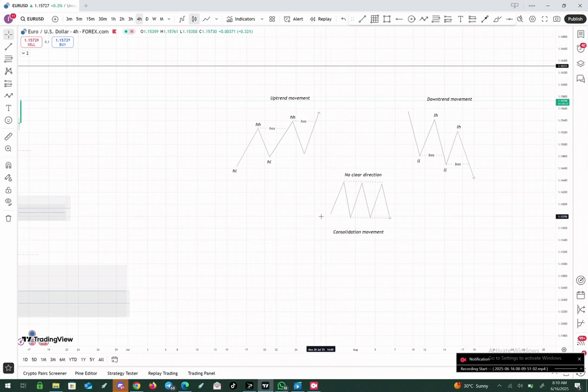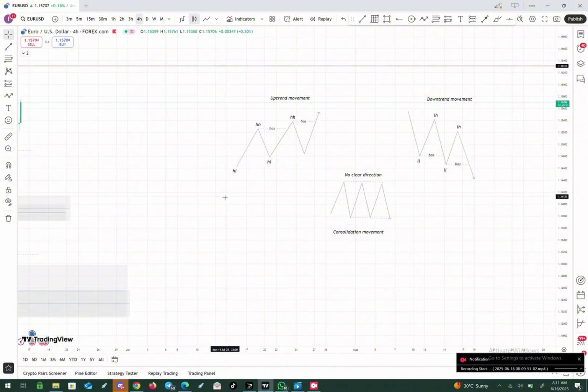Now, what is market structure? Like I said before, market structure is the way the movements move from a point to another point. Now, smart money uses it to control the market, where you know who is in control of the market, either the buyers or the sellers. Now, like I said, there are three types of movements in the market, which is the up movement, the downward movement, and the consolidation movement.